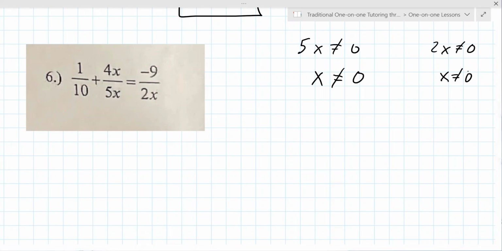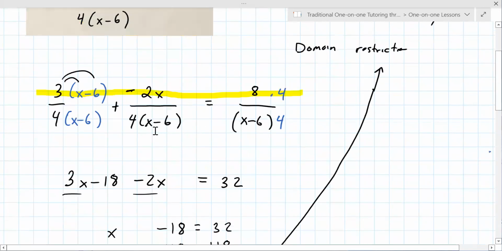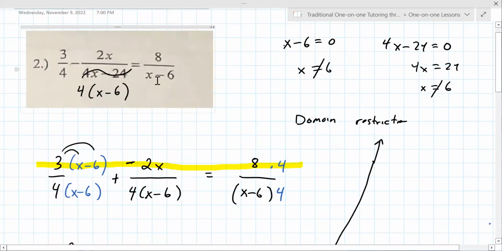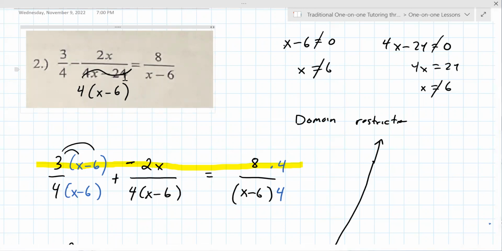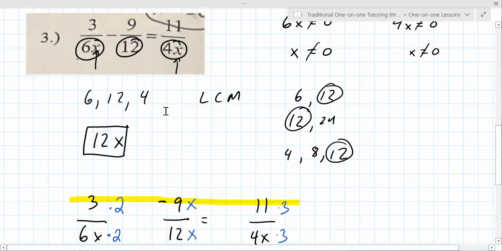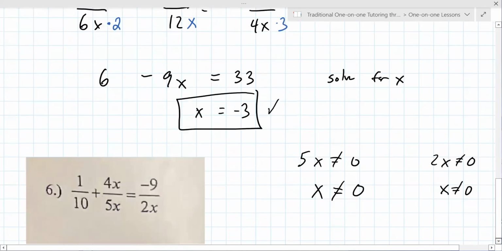Oh, I have a question. So, is it just 0 for every single one? No, it's wherever the bottom equals 0. So let's go back to the first one. Say you said x minus 6 equal to 0. Oh, okay. You set whatever the bottom is equal to 0. Okay. I get it now. Okay, and you got to do it first, because if you don't, you'll mess it up.